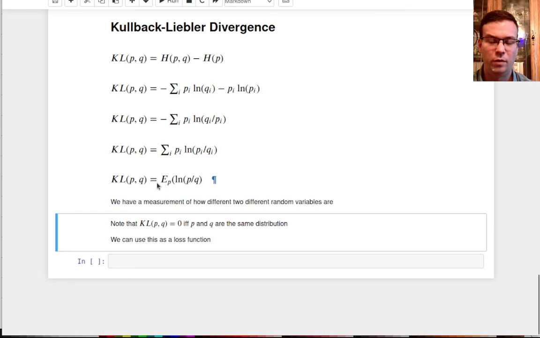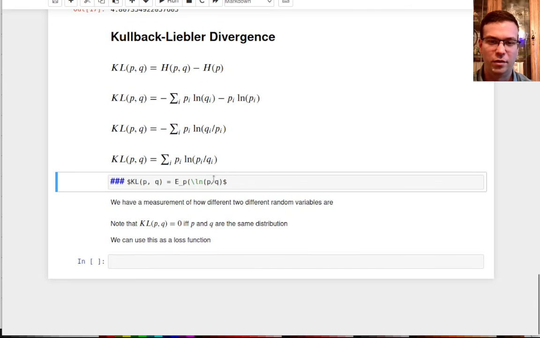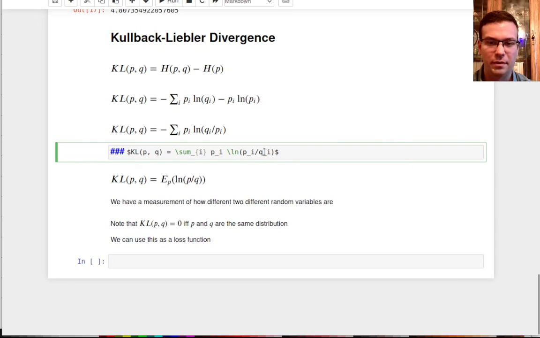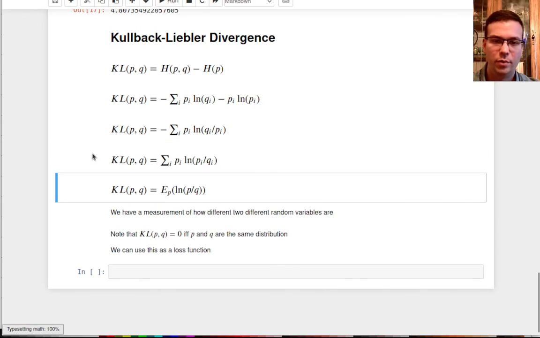And so the question is, do I want to do KL of P, Q or do I want to do KL of Q, P? Oops, I forgot a parenthesis there. That's going to bother me. All right, if I look at this equation here, KL of P, Q, then it's weighted according to the probability distribution P, of P over Q.